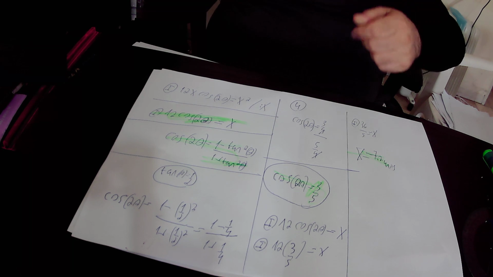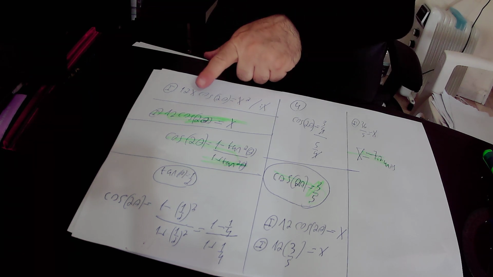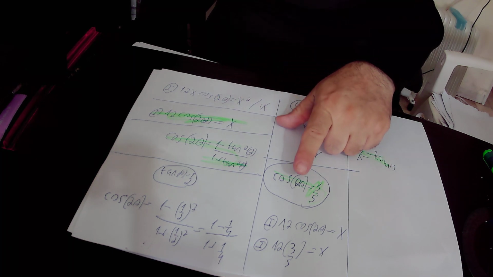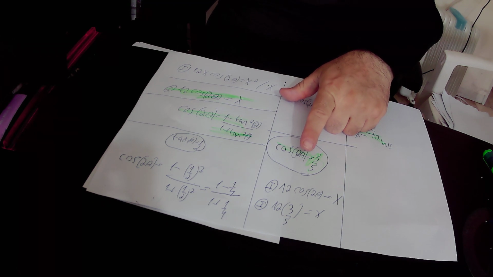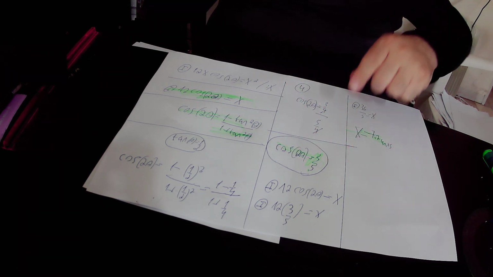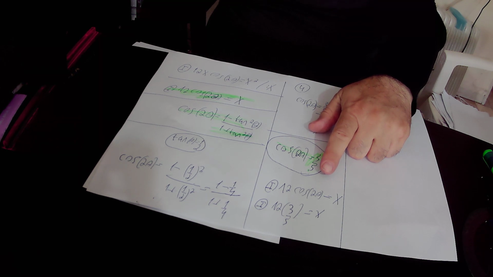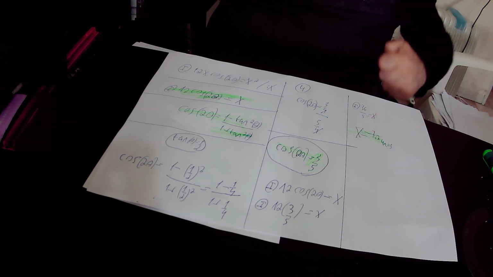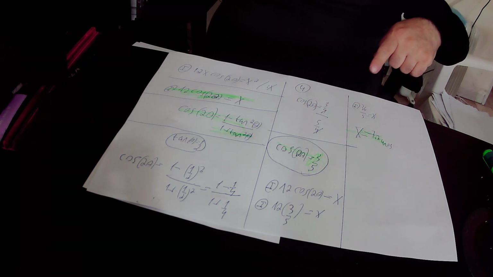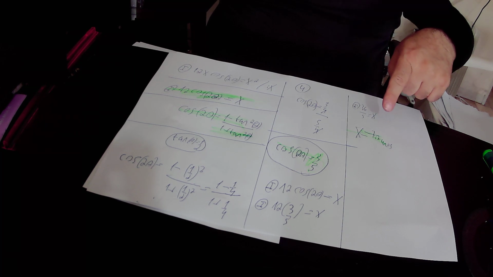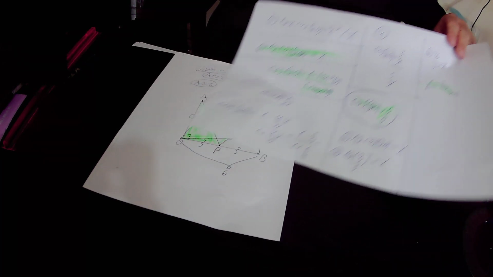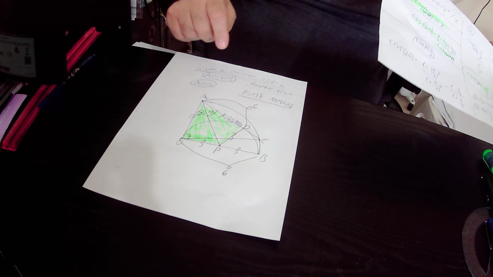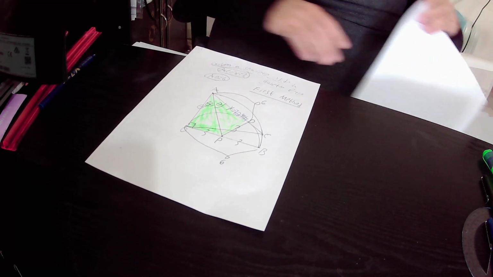Now we can substitute cosine 2 theta in equation number 1 by 3 fifths. According to equation number 1, 12 times cosine 2 theta equals x. So we substituted cosine 2 theta by 3 fifths and we got that 12 times 3 fifths is equal to x. 12 times 3 is 36 and 36 over 5 is 7.2. So in conclusion, the length of line segment x, that is equal to AC, is 7.2 units. We finished with the first method.